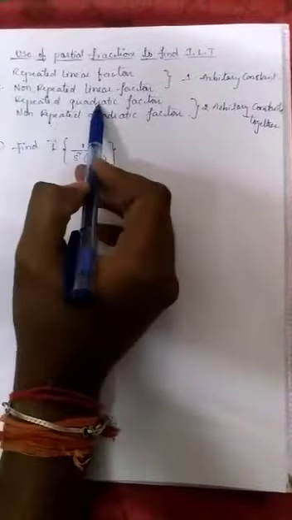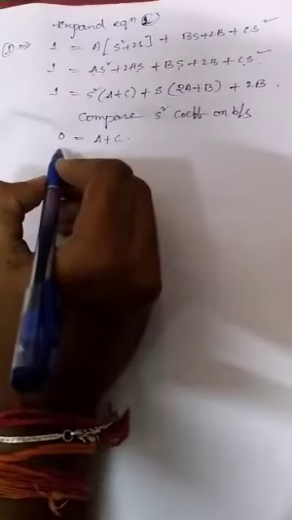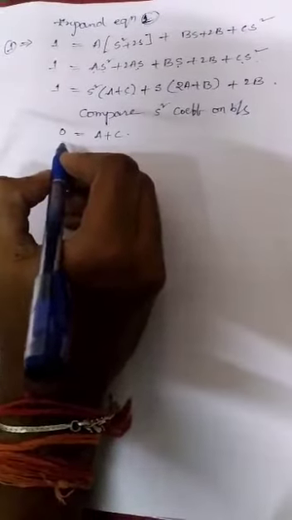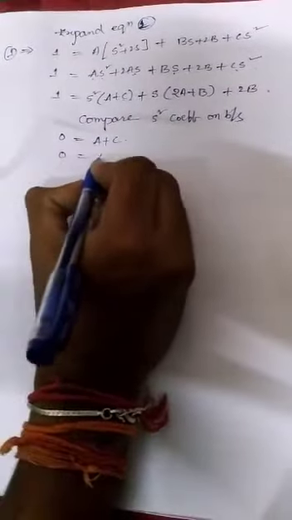Now we have to compare the coefficients. Either we can compare the s square coefficient or we can compare the s coefficients, because we know the c value and b value, we are required to find the a value. So we can compare any value. I am comparing here s square coefficients on both sides. Left side s square coefficient is 0 and right side s square coefficient is a plus c. So what is the c value here? The c value is 1 by 4. So from that, a value will be minus 1 by 4.